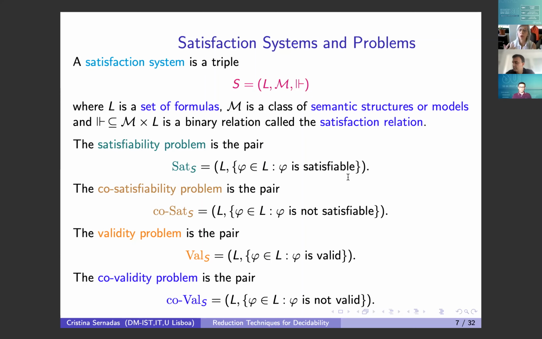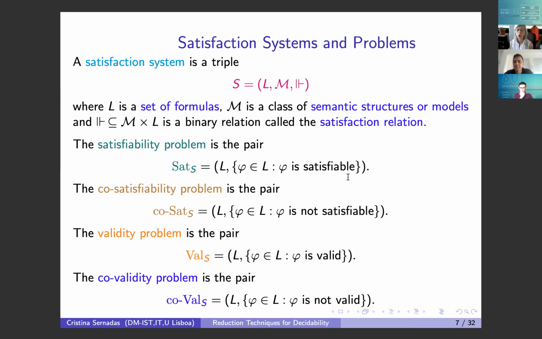So if I want to tackle some decision problems which involve semantics, the right environment for doing so is satisfaction systems. So what is a satisfaction system? It's a triple in which you have an L, which is the set of formulas. Then you have a class of models, which I'm calling DM. And then you have a binary relation. And this relation states, for each formula and each model, whether or not the model satisfies the formula.